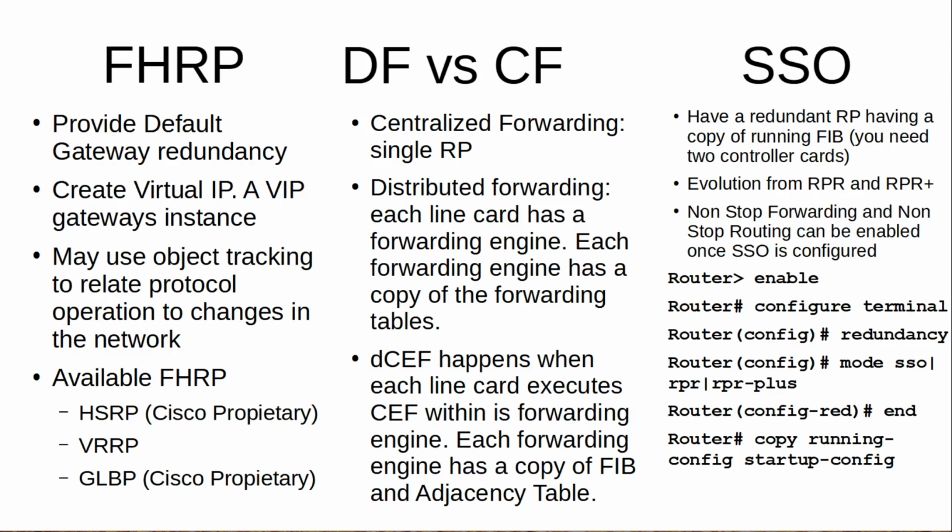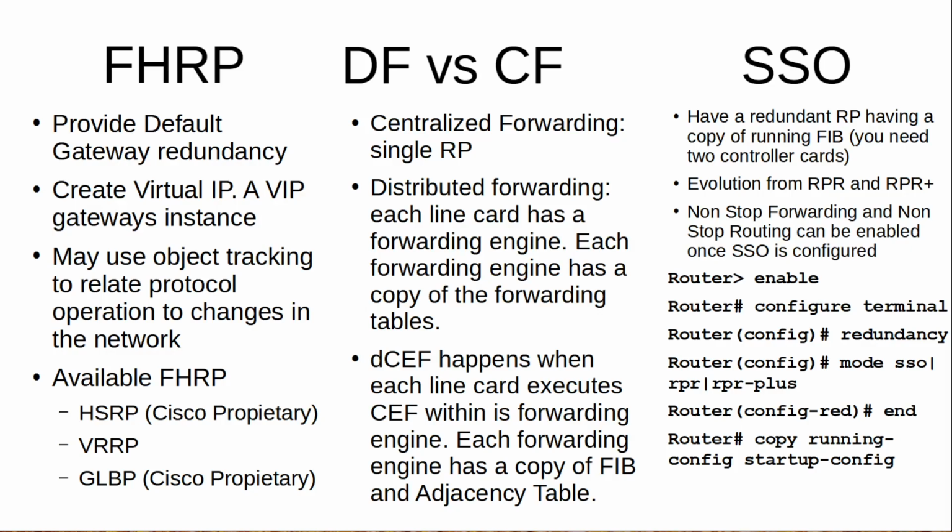The available first hop redundancy protocols that you must know are the Cisco proprietary Hot Standby Router Protocol, or HSRP, or the standard VRRP, or another Cisco proprietary protocol that is known as GLBP.